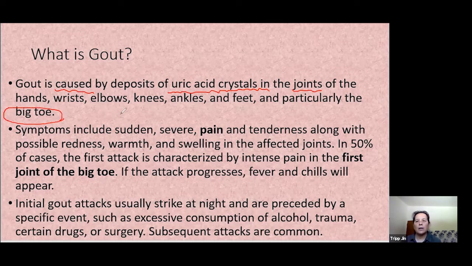Generally, the symptom is that people suddenly get a severe, painful condition. Looking at the local joint, it may be red and warm and swollen. That is the main picture, and in most cases the first joint attacked is the big toe. Later on, the patient may have other symptoms like fever and chills. The initial attack usually happens at night.